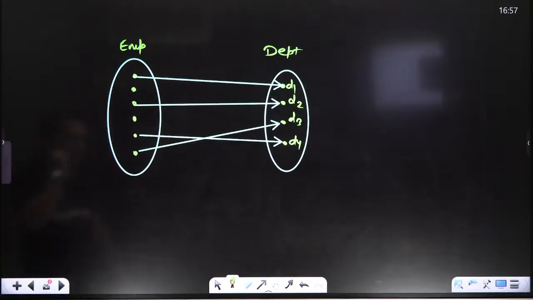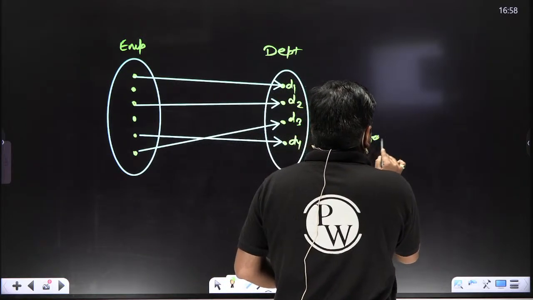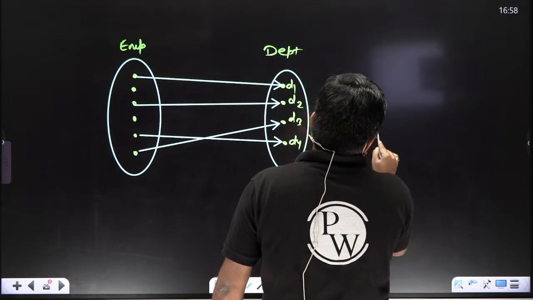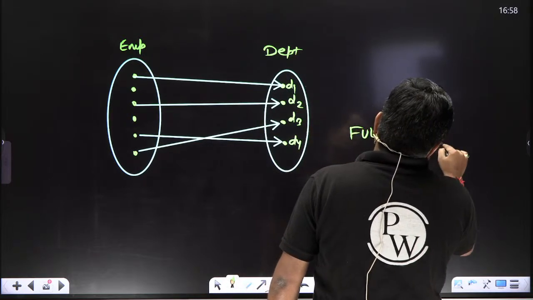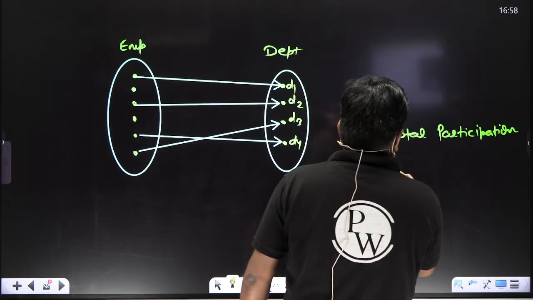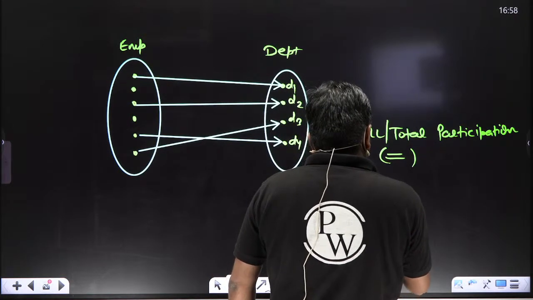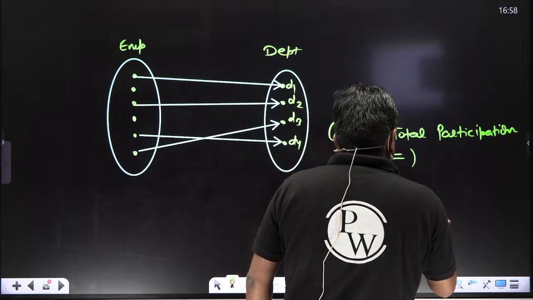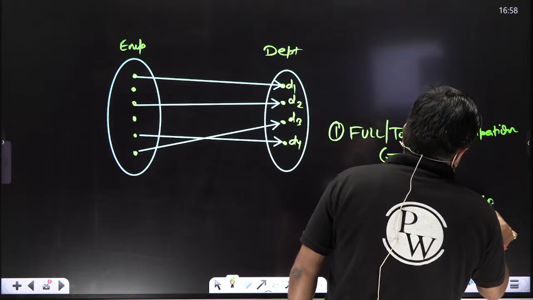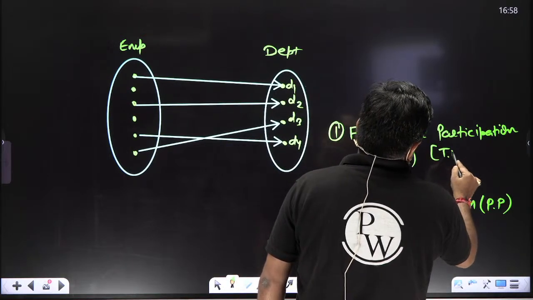Listen carefully. Participation constraint, there are two types. Total participation, sometimes you find it called full or total participation. This is denoted by a double line. The second one is partial participation, which I write as PP. Partial participation is denoted by a single line, and this is total participation or full participation.